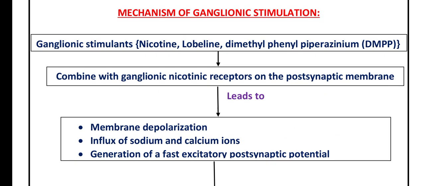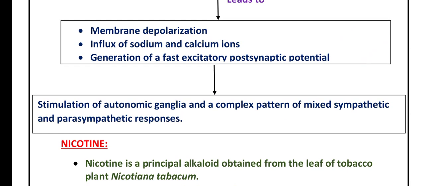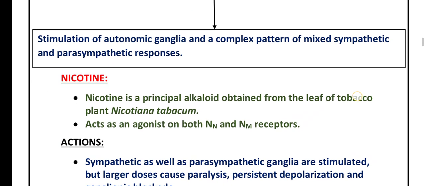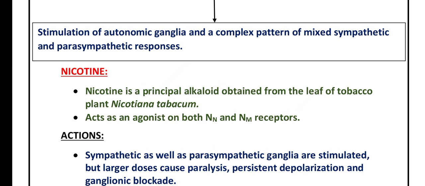Ganglionic stimulants such as nicotine, lobeline, dimethylphenylpiperazinium, that is DMPP, combine with ganglionic nicotinic receptors on the postsynaptic membrane. This leads to membrane depolarization, influx of sodium and calcium ions, and generation of a fast excitatory postsynaptic potential. This leads to stimulation of autonomic ganglia and a complex pattern of mixed sympathetic and parasympathetic responses. We can see a detailed explanation of drugs.